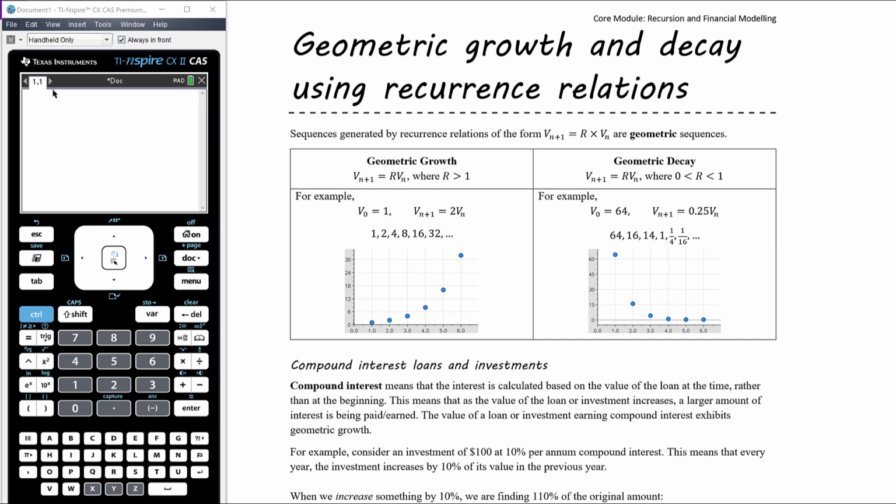Geometric decay would be the same thing, where we're multiplying by something each time, but the number that we're multiplying by is between 0 and 1, so it's a fraction. In this particular example, we start with 64 and we multiply by 0.25, so we take a quarter every time. So 64 times 0.25 becomes 16, multiply that by 0.25, it becomes 4, then 1, then 1 quarter, 1/16. We get smaller and smaller, but not in a linear fashion, in an exponential fashion, when we have geometric decay. We see these kinds of sequences when we are dealing with compound interest problems.